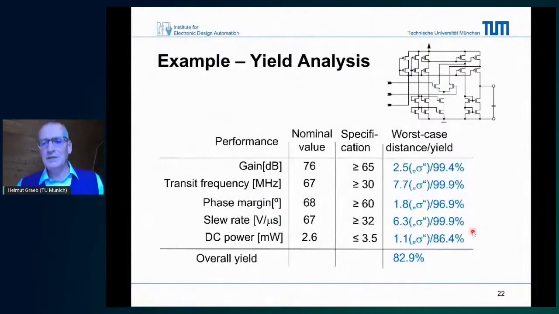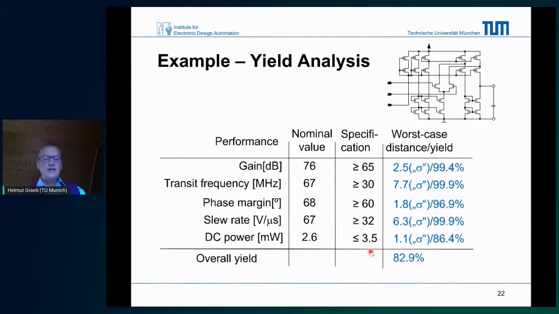Let's take a look finally at an example. We take this op amp here, whatever technology it is. So we have the gain, the transit frequency, and the phase margin. These are properties you get by AC simulation. Then you have the slew rate. This is something you get by transient simulation. We estimate the power from a DC simulation. That's the nominal value. That's the specification.